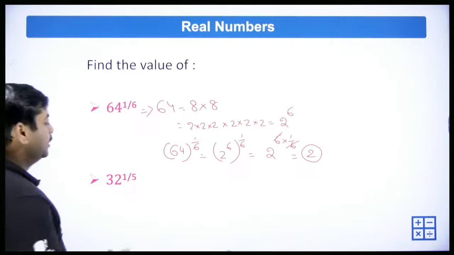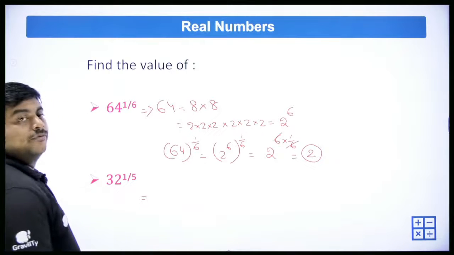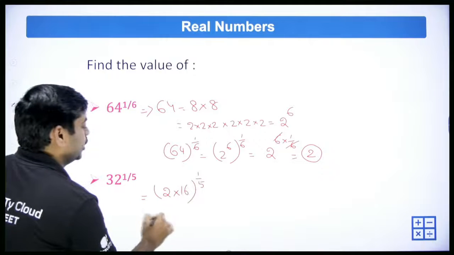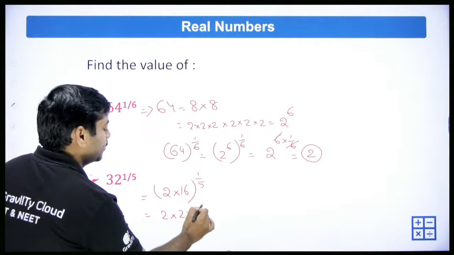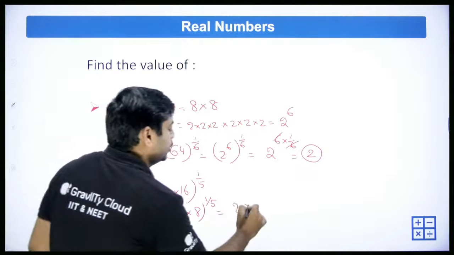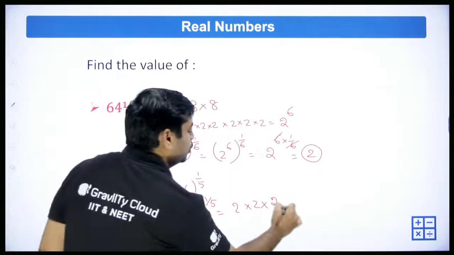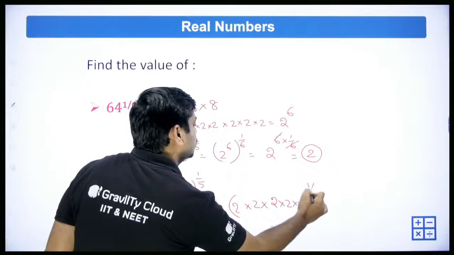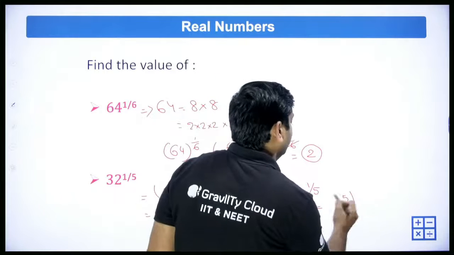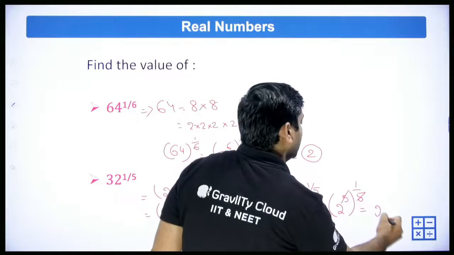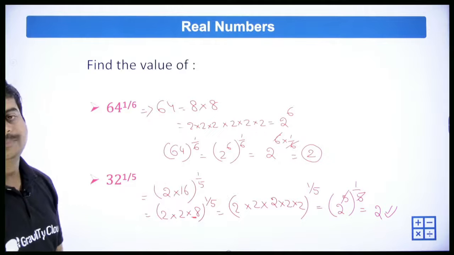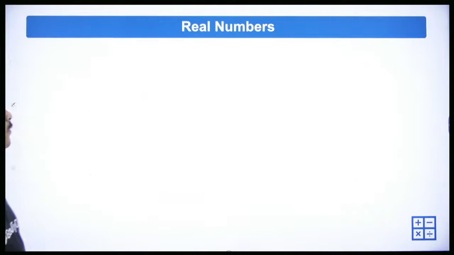And 32 power 1 by 5. 32 we can write as 2 power 5. 32 I can write as 2 into 16. Correct? So 2 into 16 we can write as 2 into 8, and 8 we can again write as 2 into 2 into 2. So I can say that it is 2 power 5. 2 power 5 whole power 1 by 5. So 5 and 5 get cancelled. The answer is 2. 32 power 1 by 5 will give you the answer as 2. Clear? So let's move forward to the next one.